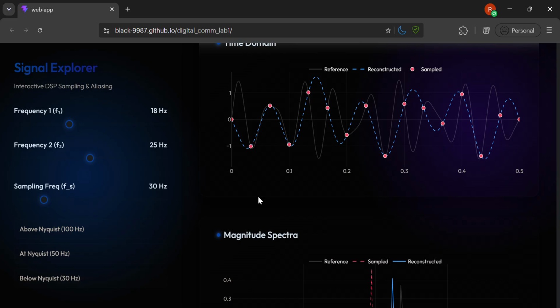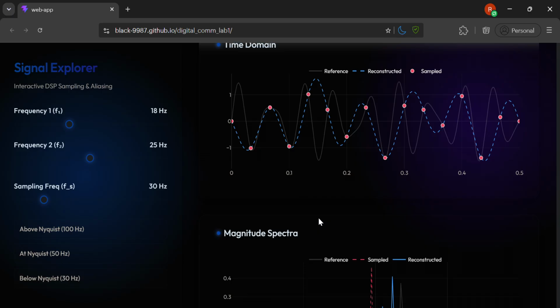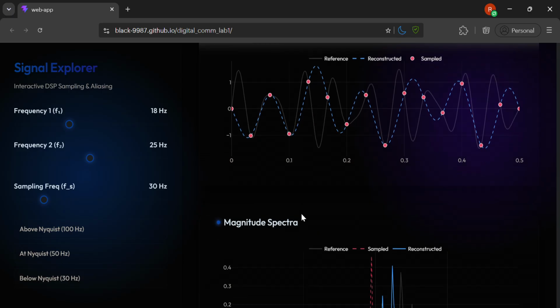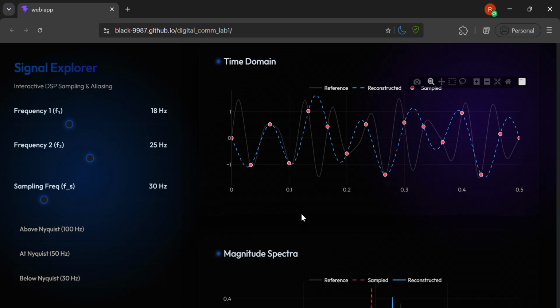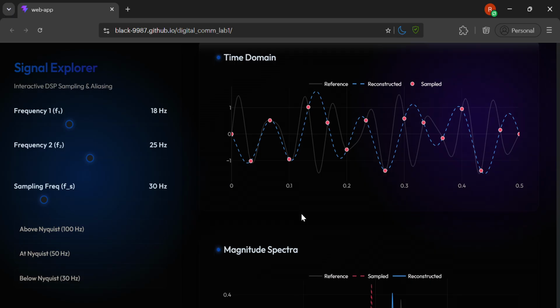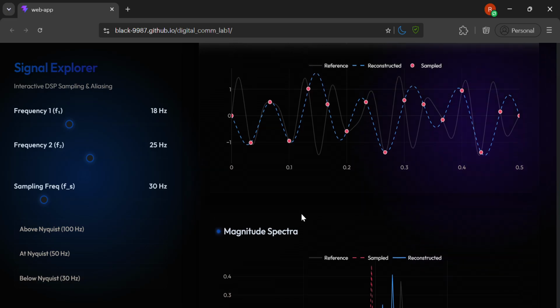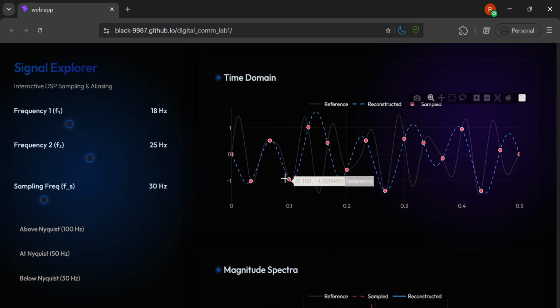An important point in the implementation is that the plotting resolution and the physical sampling frequency are kept separate. The graph may contain many points so the curves look smooth, but that does not mean the signal is being physically sampled at that high resolution. The actual sample points depend only on the sampling frequency selected on the left.